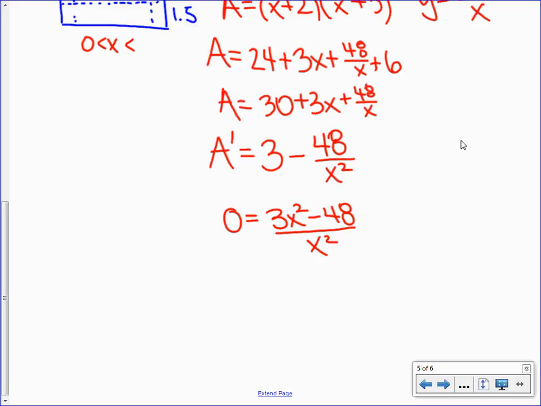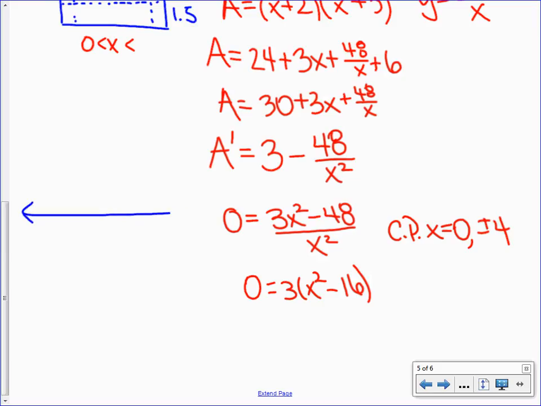Where is our derivative undefined? At 0. We have a critical point at X equals 0. And what would make our numerator 0? We would have to factor out a 3, giving X squared minus 16. So plus or minus 4. We have critical points of plus or minus 4 and 0. Well, it has to be 4 because it can't be 0. Negative 4 is not in the domain, and 0 is not in the domain. So we better test 4.